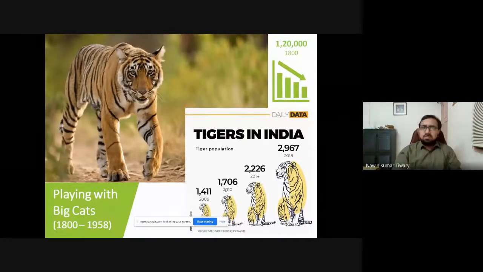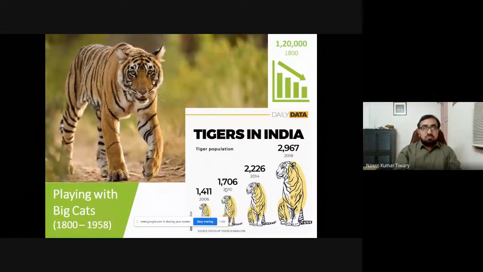We pat ourselves on the back saying that Project Tiger has been very good, tiger numbers have become so large in our forests, our forest cover has improved, the tiger number has improved in Indian forests. But what we do not discuss much is from where we came back to this number, from where we started and where we reached.